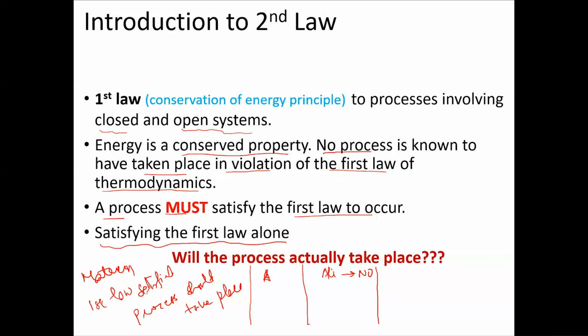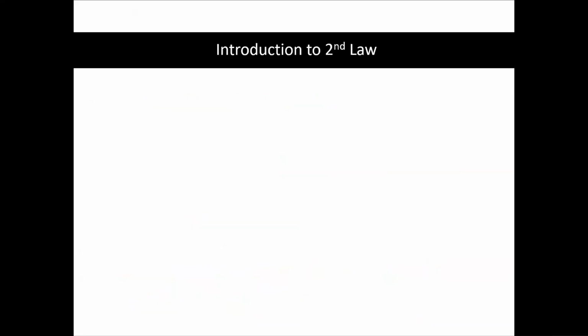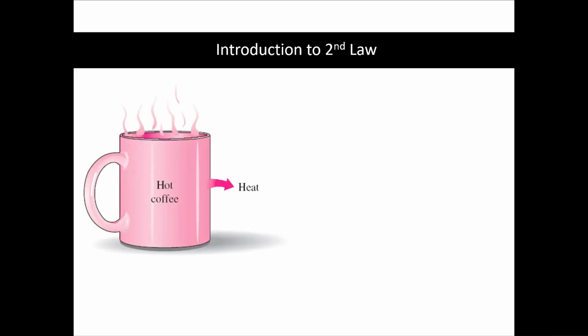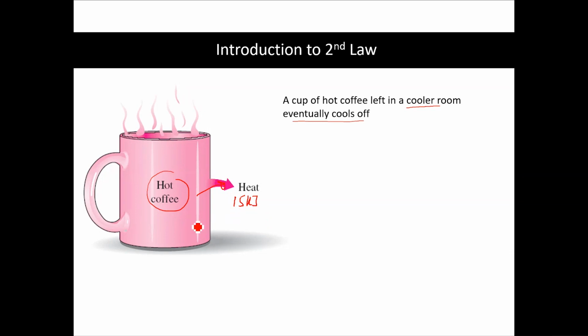All right. So let's look at this example to understand whether, if the first law is satisfied, the process would take place or not. We have seen this example so many times. You have a hot cup of coffee placed in a cooler room, a cold environment, and it eventually cools off. That means, let's say, 15 kilojoules of heat is transferred from the hot coffee to the surroundings. This is the result of placing a hot cup of coffee in a colder room.